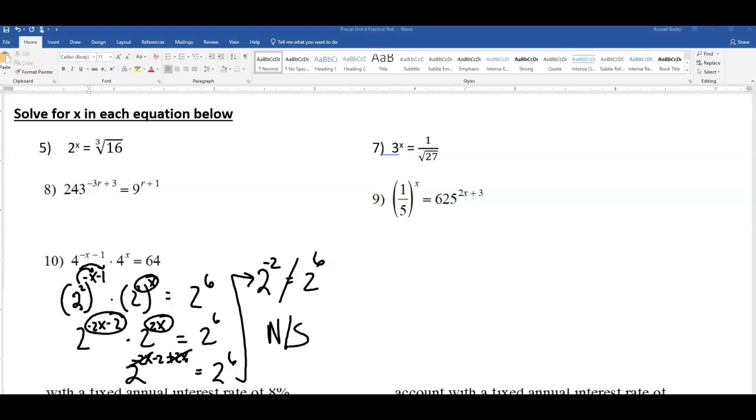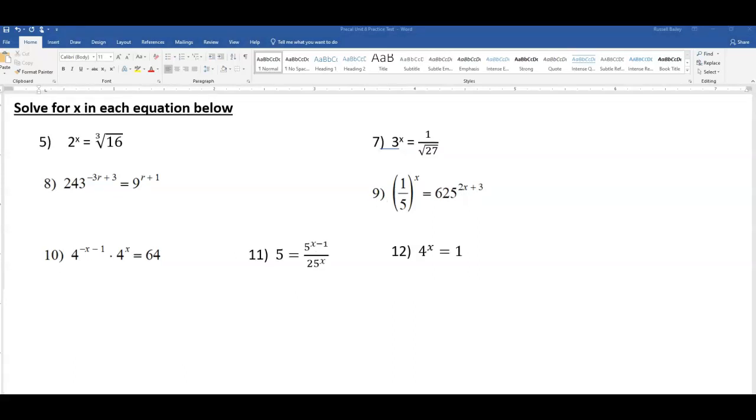Let's go on to the next one. All right, so for number 11, once again, we're going to begin by making sure all of our bases match. So I'm going to change the bottom here to be 5 to the 2nd power to the x. And then we're going to multiply those together. And if we do that, we would have 5 to the 2x.